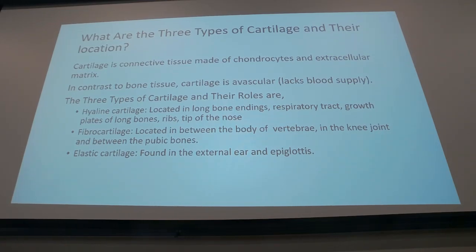Okay, now let's look at the three types of cartilage and where they are located. Cartilage, just as bone, is a type of connective tissue. In this cartilage, we have cells, which are the chondrocytes, and then the extracellular matrix, which is made out of proteins and also glucose molecules. One difference between cartilage and bone tissue is that cartilage is avascular. It doesn't have its own blood supply.